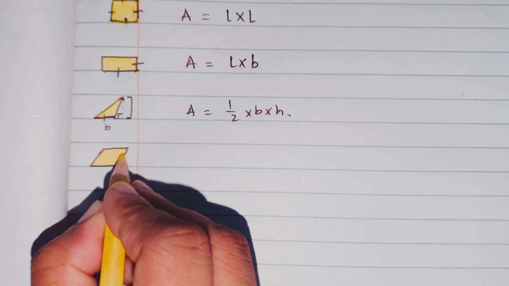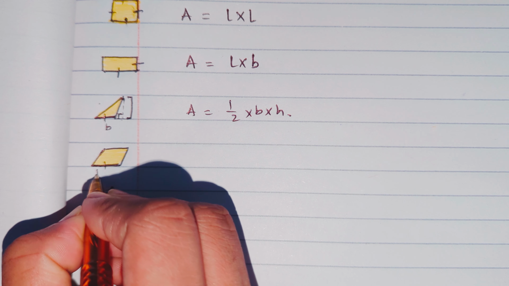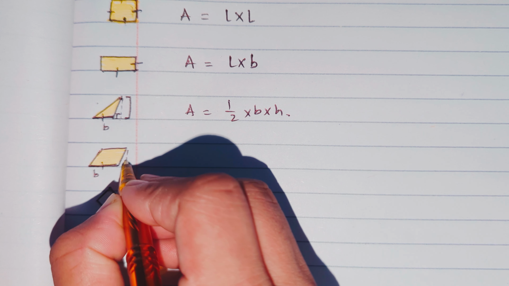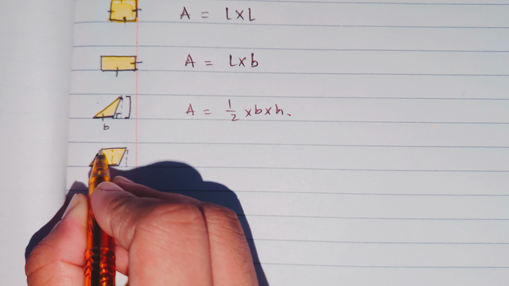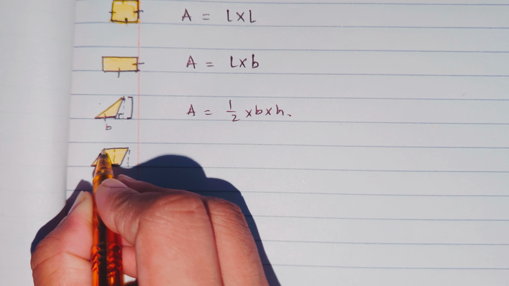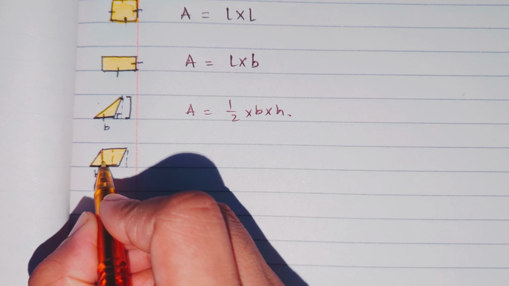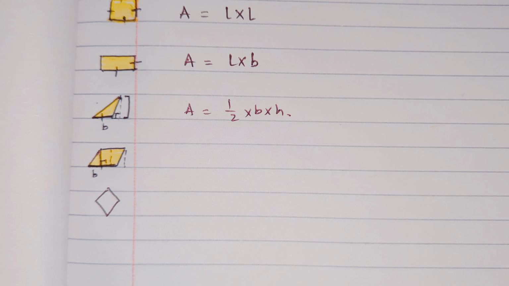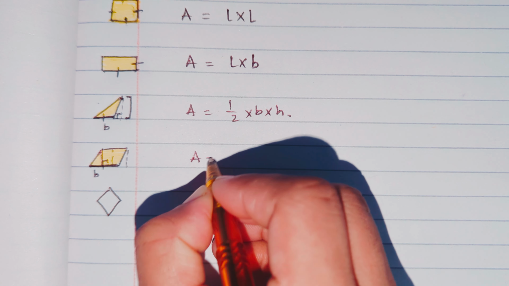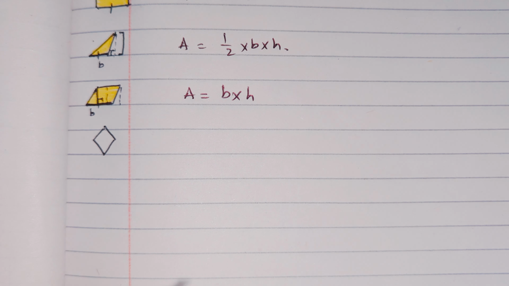And for a parallelogram, this is the base and the height is also perpendicular, so we have to drop a height over here, or it can be here, but it's a perpendicular line. Perpendicular line means the angle between the height and the base must be 90 degrees. So this area will be base into height. And then this is a rhombus, it's not included in your syllabus.